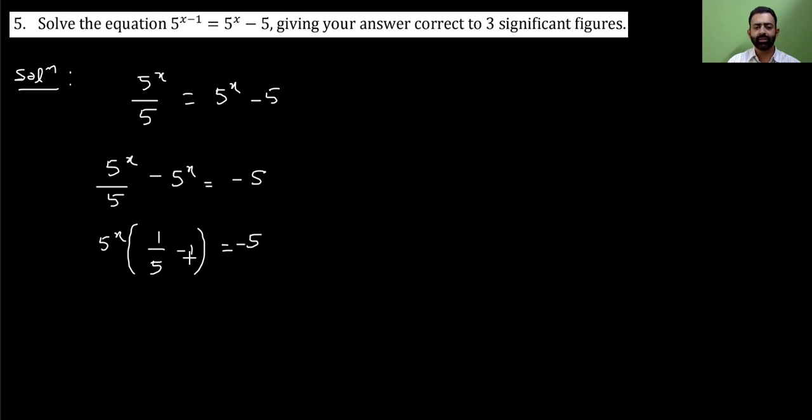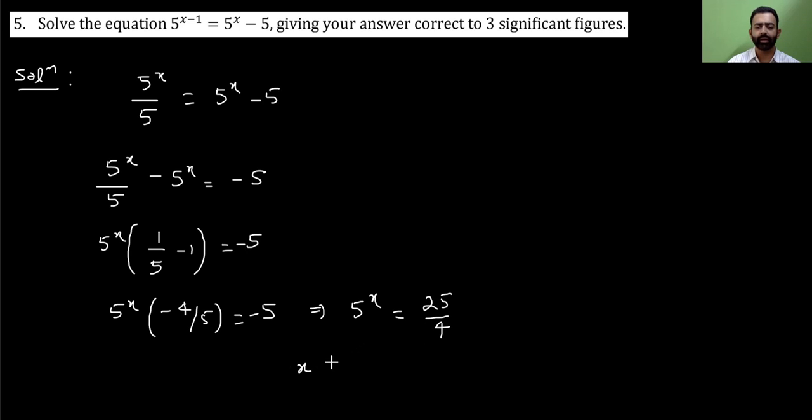Now simplifying this, this will be minus 4 by 5. So 5 raised to power x into minus 4 by 5 is equal to minus 5, right? That means 5 raised to power x, minus and minus can cancel each other, is 25 by 4, right?